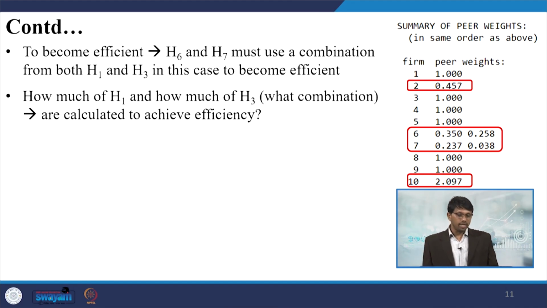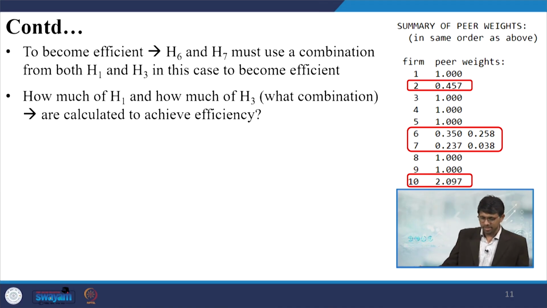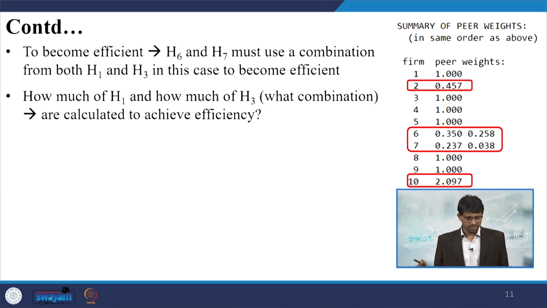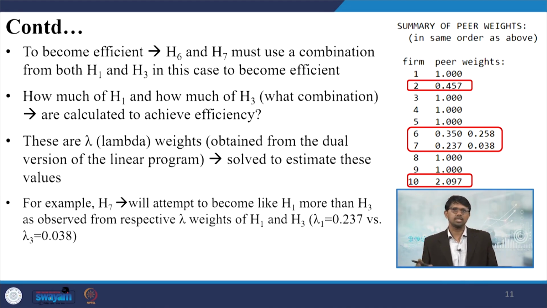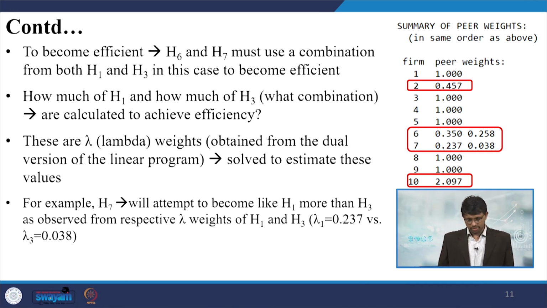How much of H1 and how much of H3 is to be taken as a combination requires a little calculation, and this calculation must be taken very seriously. That is precisely called lambda, okay, as weights, and then only efficiency can be achieved. So, these are called lambda or weights obtained from the dual version of the linear program, solved to estimate these values.